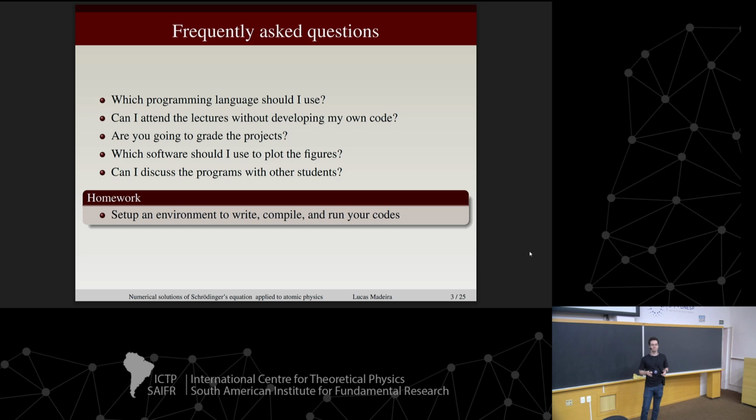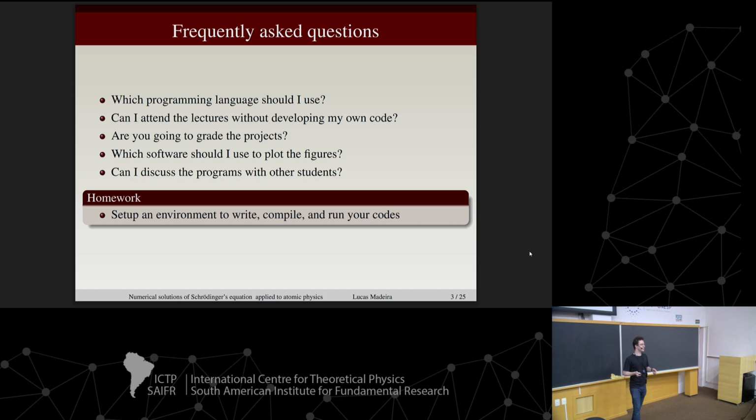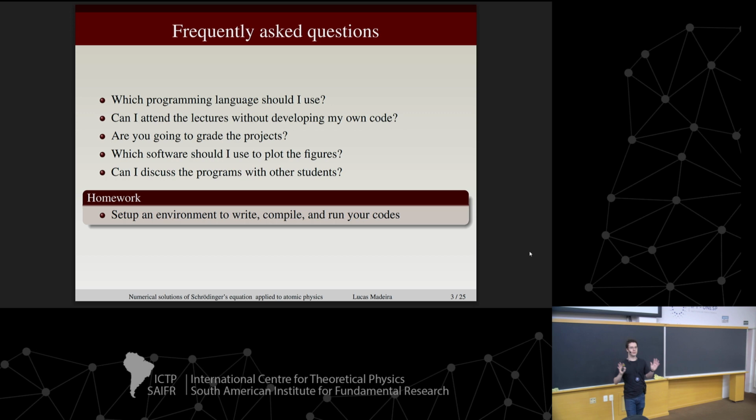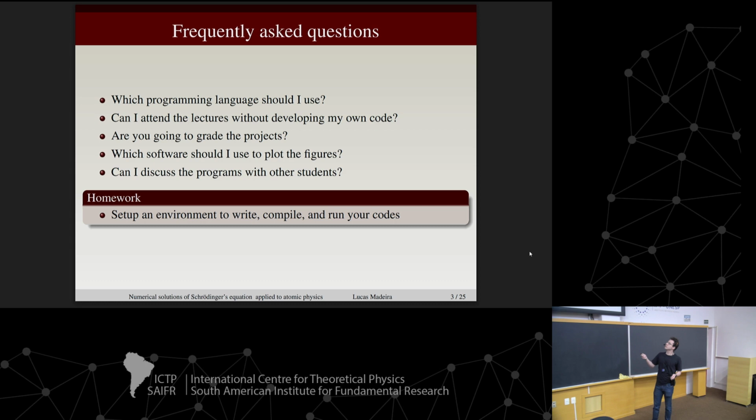OK? Good. Are you going to grade the projects? Well, this is a school, but I'm not going to do that, okay? I'm going to present some results, some benchmarks, some numbers, so that you can compare your results against them and see if you're getting things right, okay? But I'm not going to assign you grades. Which software should I use to plot the figures? Again, the same question as the programming language. Whatever you feel most comfortable with, okay?